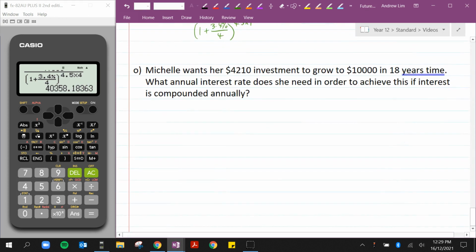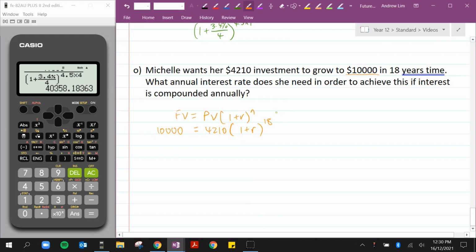Alright, last question. Michelle wants a $4,210 investment to grow to $10,000 in 18 years' time. What annual interest rate does she need in order to achieve this, if interest is compounded annually? So future value is equal to present value times 1 plus r to the power of n. We want it to grow to $10,000, so that's our future value. She currently has $4,210. We want to work out what the interest rate is, and the number of periods is 18.